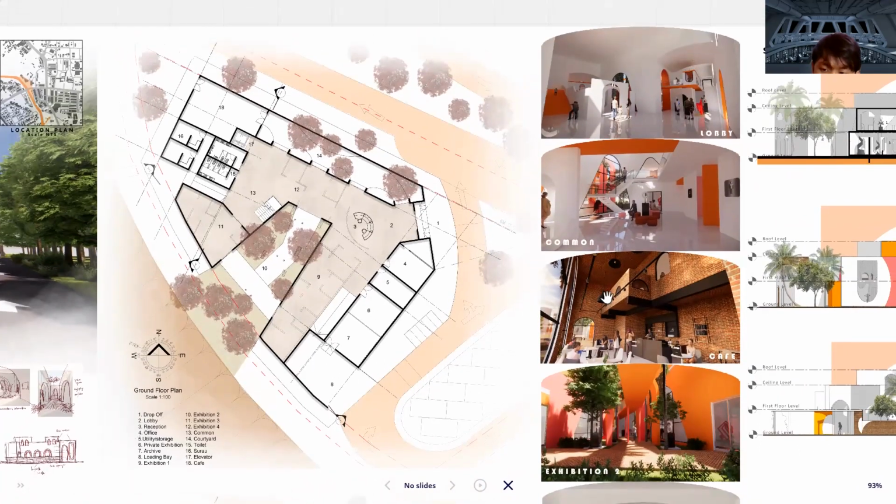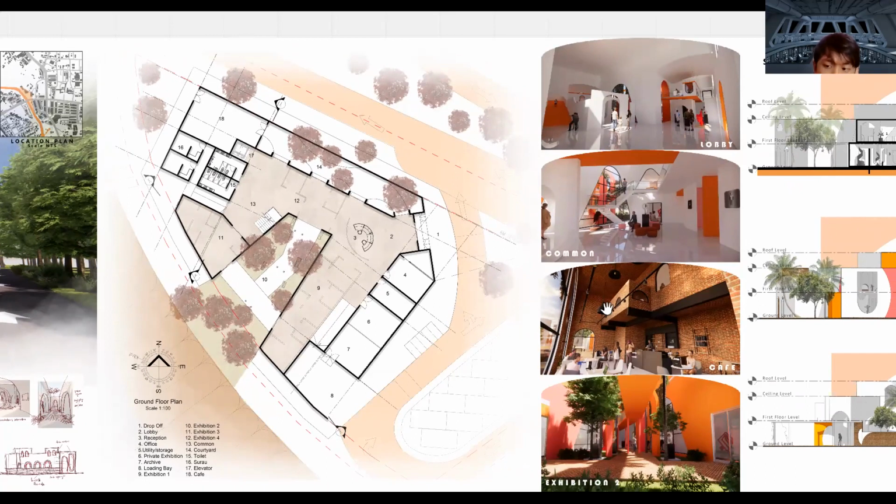This is the ground floor plan of my art gallery, and it has three different types of gallery spaces, which include open, semi-open, and enclosed, to cater to different conditions of various types of art, while also providing different viewer experiences for the users. So number 9 is Exhibition 1, which is semi-open, and it's filled with arches to create a sense of circulation.